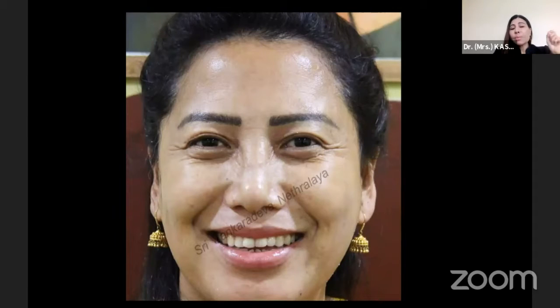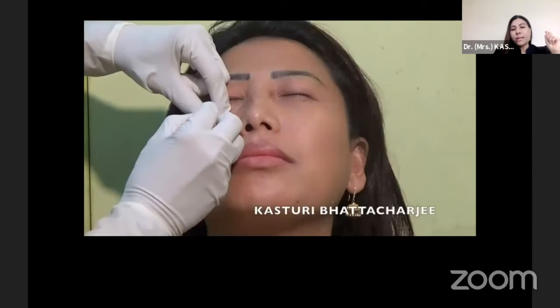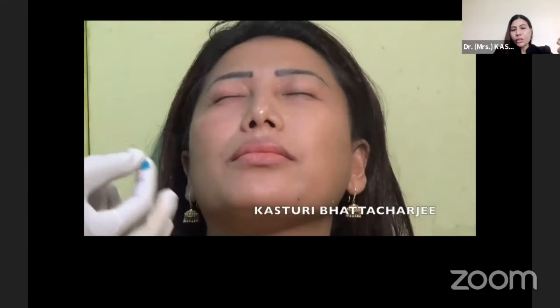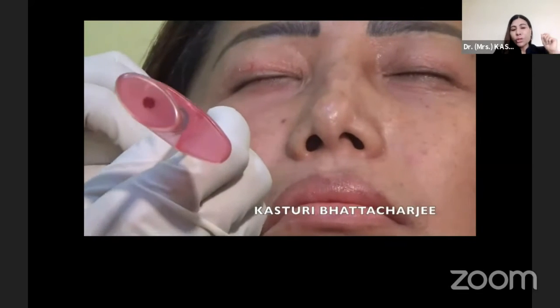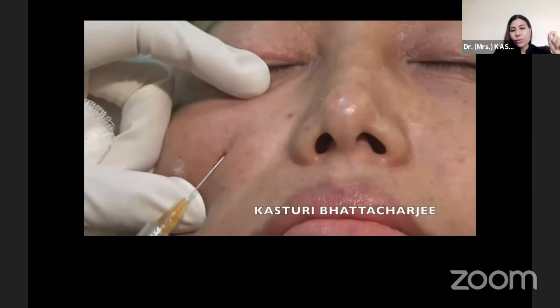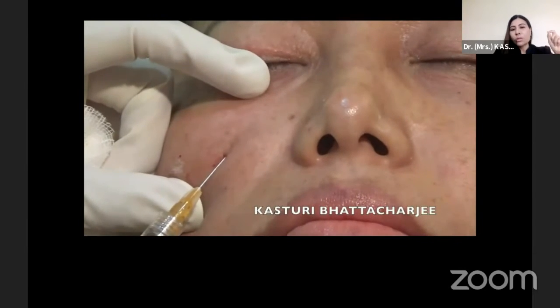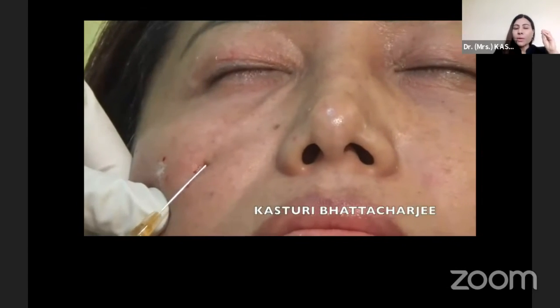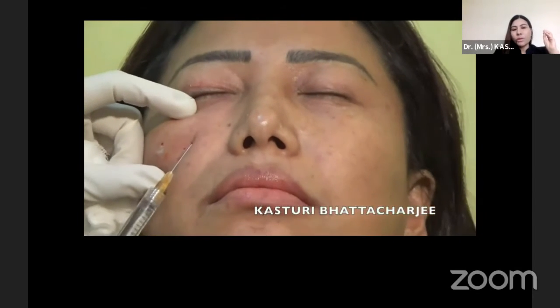But if you have a situation like this, a deep valley, then this is the indication you need to go for filler. For filler, there are two ways. One is the needle injection and one is a cannula. I usually prefer cannula in the three most dynamic parts of the face, that is the periocular, the perioral, and also the masseter region, because these are the most dynamic parts of the face, and I really want the tissue integration of the filler to happen.